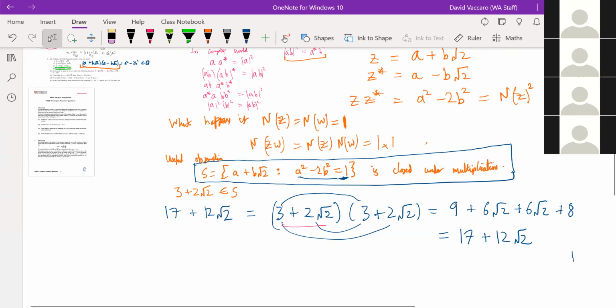Okay, so in the chat, can you do one of two things? Can you explain now why the fact that 17 plus 12 root 2 is the square of 3 plus 2 root 2 means that 17 plus 12 root 2 is in S? And can you explain to me how I could find another element in Q root 2 which is also in S?